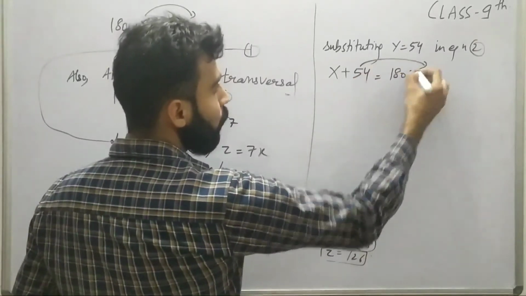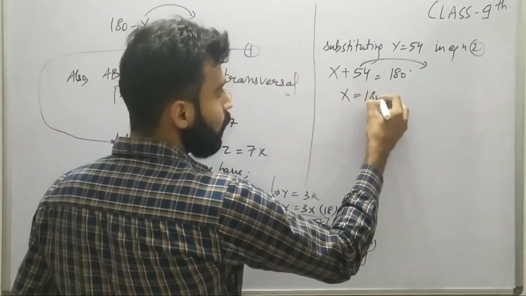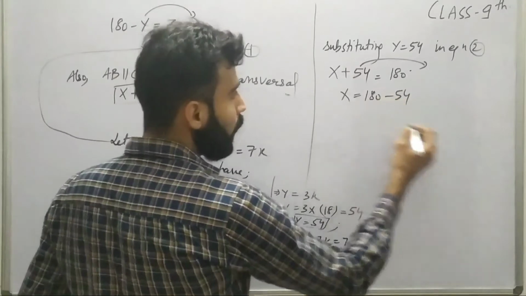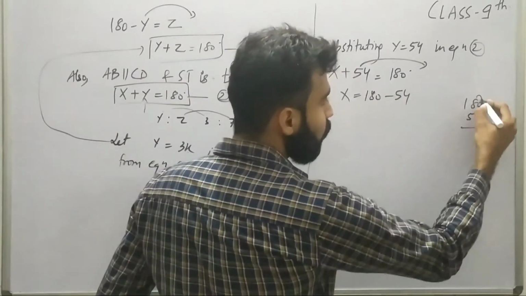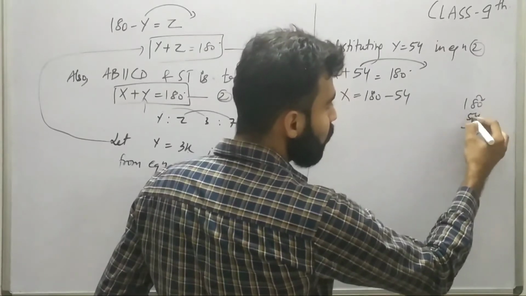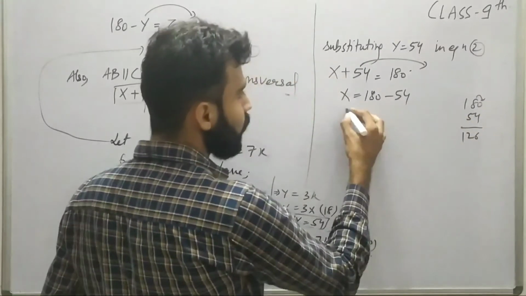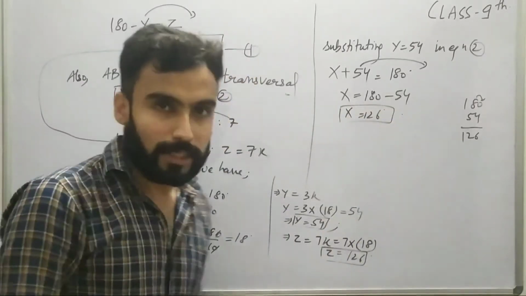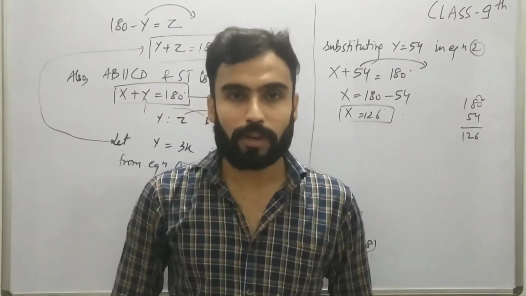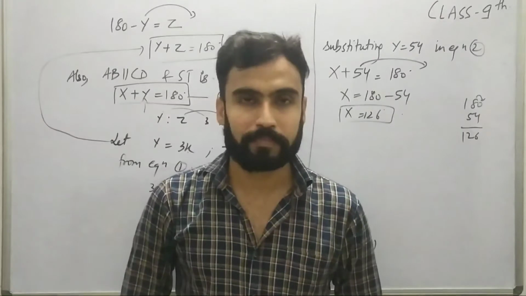Now transfer this 54 to the right hand side, so that will become negative. Now 180 minus 54, what is it? 10 minus 4 will give you 6, and 7 minus 5 is 2, so 126. So this is x, that means 126 degrees. So this is how we are going to solve these types of questions.